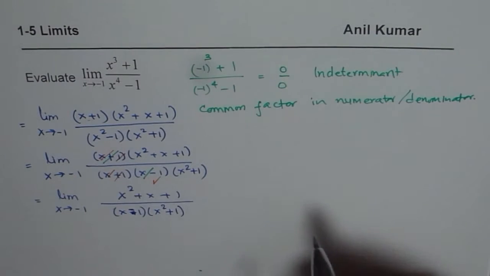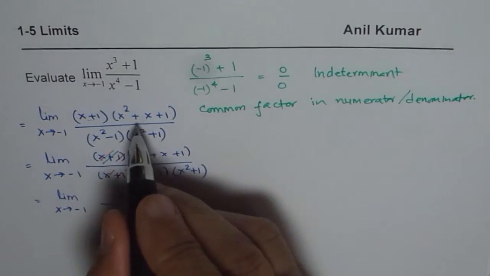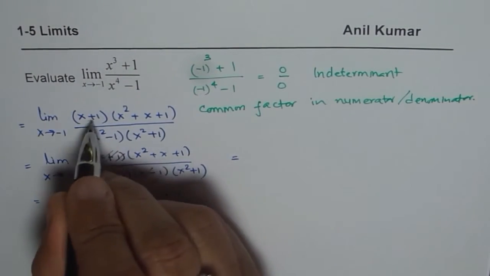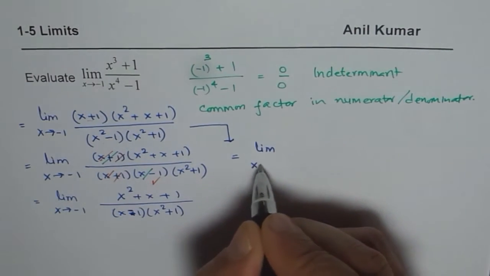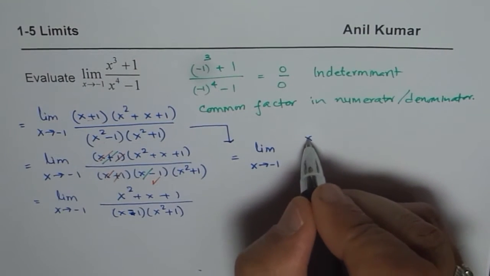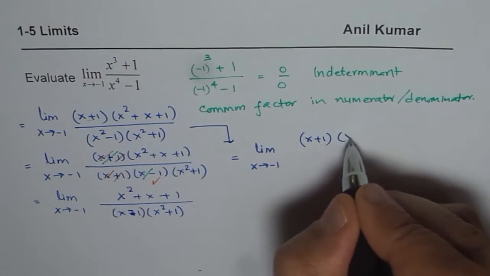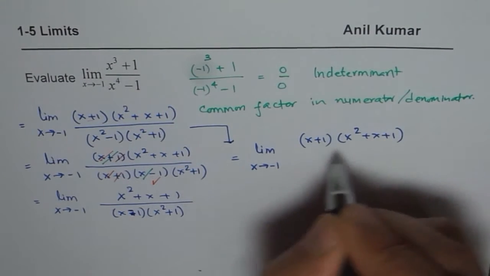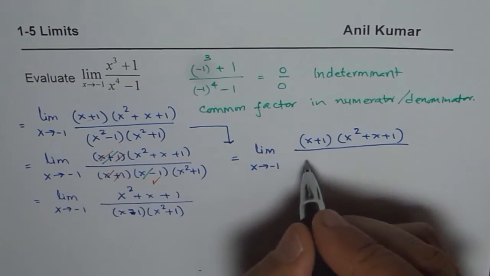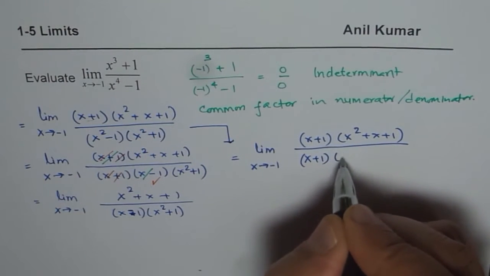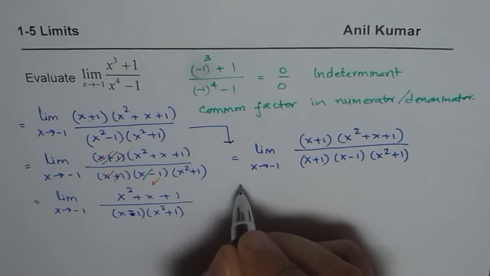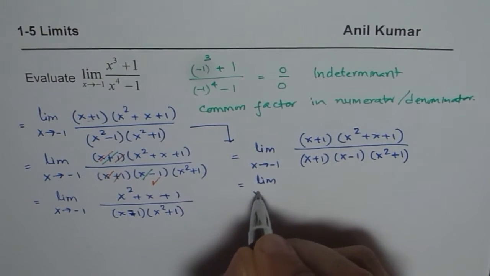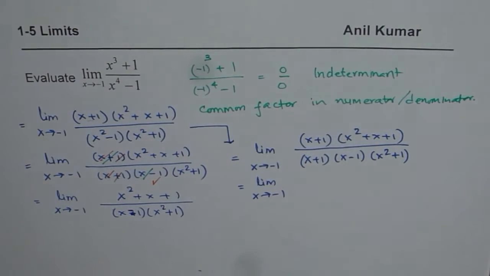Okay, so let me rewrite this for clarity. So we'll go from here again. Okay, so we have the limit as x approaches minus 1. We have x plus 1 in the numerator times x squared plus x plus 1, divided by x squared minus 1, which could be written as (x plus 1) times (x minus 1) times (x squared plus 1). Now we can simplify. x approaches minus 1, and the factor which cancels is x plus 1, correct?